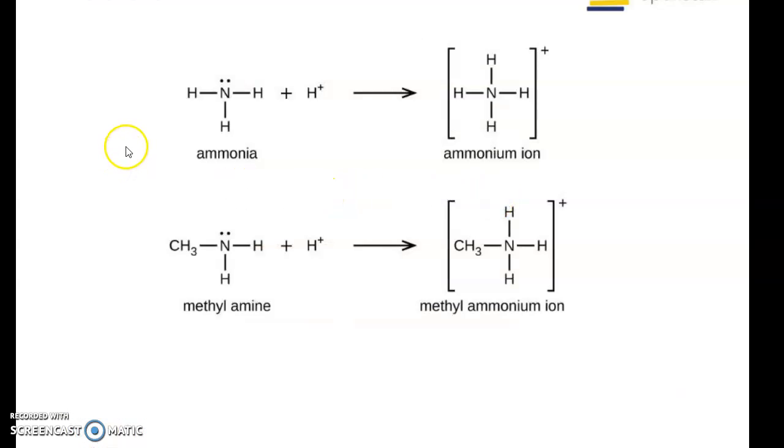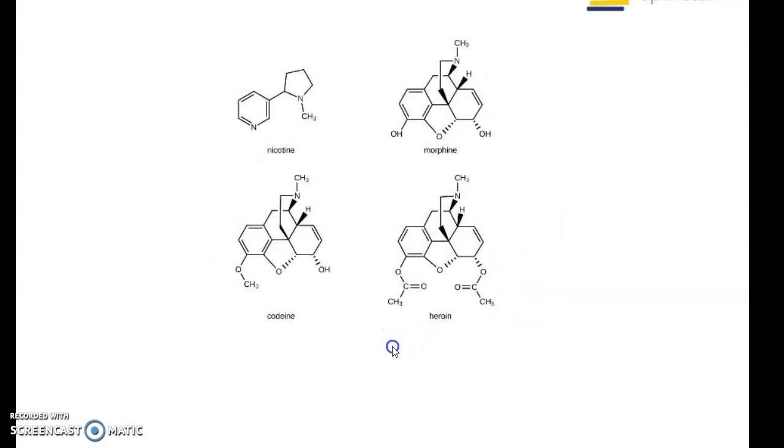Now, we know that ammonia in acid will create the ammonium ion, NH4. Likewise, methylamines, or any of the substituted nitrogens, can also form methylammonium ions, or the dimethylammonium ion, or the trimethylammonium ions. Okay? There are a lot of important structures that have amines on them.